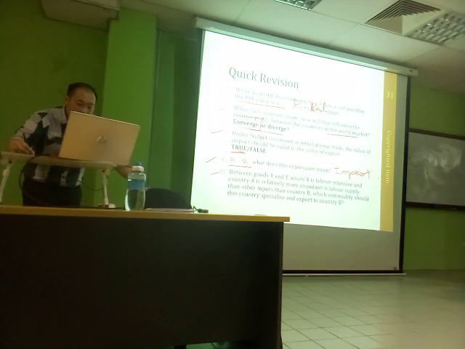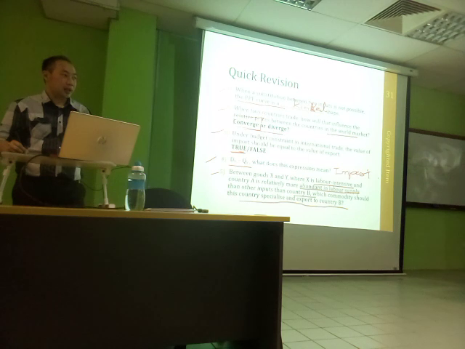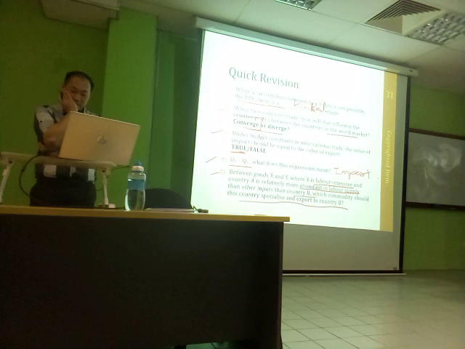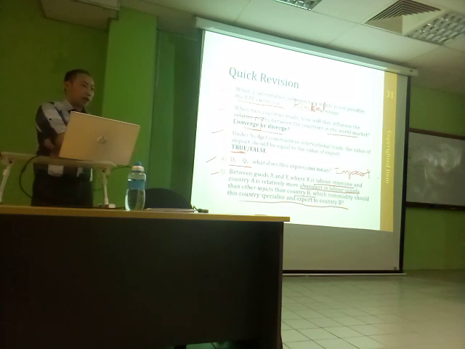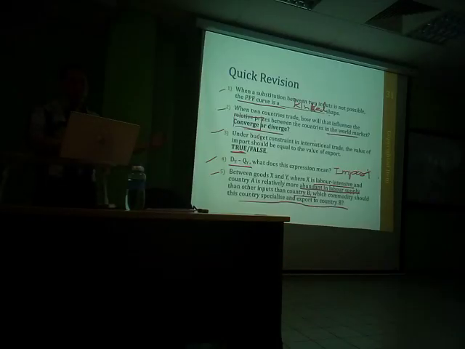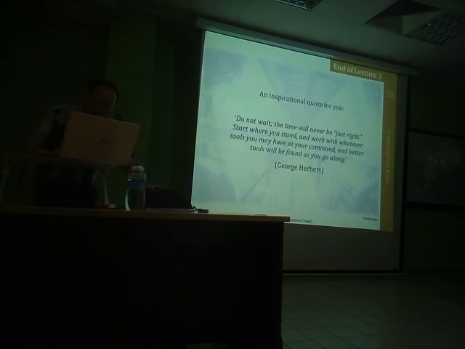Okay. Last question. Between goods X and Y, where X is labor intensive, and country A is more abundant in labor supply than country B, which commodity should this country specialize in and export to country B? X. It should be X. X is labor intensive, and country A is labor abundant. Country A should specialize in Y or X? X, right? So country A should export X to country B, okay? And the opposite happens to country B. B should be land intensive, then specialize in Y, and then export Y to A. Okay. Right. Excellent. Very good.